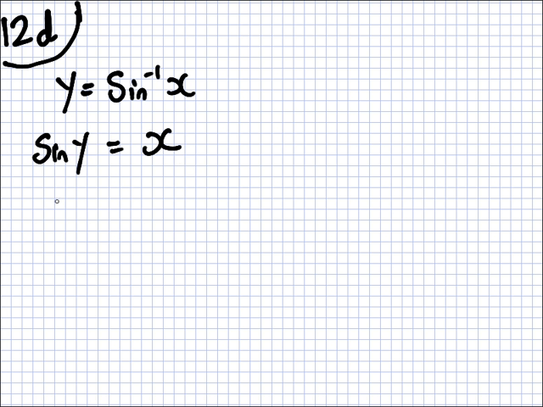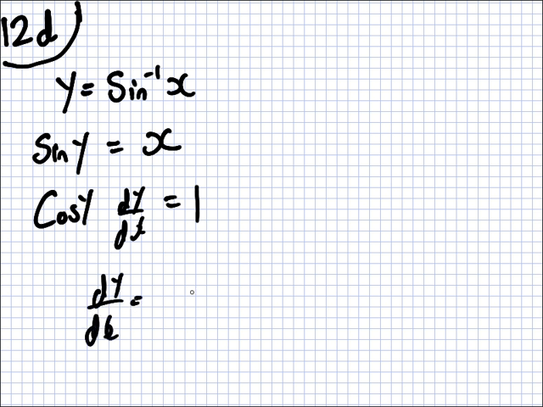Now, let's implicitly differentiate. So the derivative of sine? Cos y dy/dx. And the derivative of x? 1. So that means dy/dx is equal to 1 over cos y.